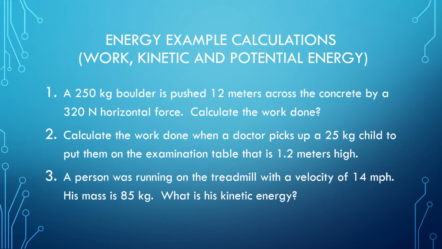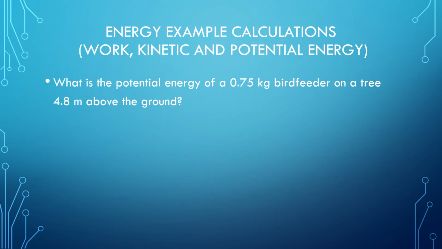Some calculations that we're going to be looking at in the video posted on work, kinetic, and potential energy. I want to point out that all of these are going to be measured in joules. So work is a form of energy, so it will have the units of joules. Kinetic and potential are also forms of energy, so their units will also be joules. Make sure you are checking, converting if necessary, and then plugging into the equation. Here's just another example that we'll be looking at.